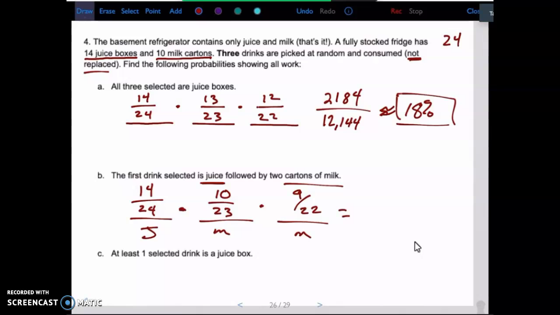Multiply the top, multiply the bottom. 14 times 10 times 9, 1260, divided by 24 times 23 times 22. We already know that one, 12,144. So if I do 1260 divided by 12,144, slightly less, about 10.4%.